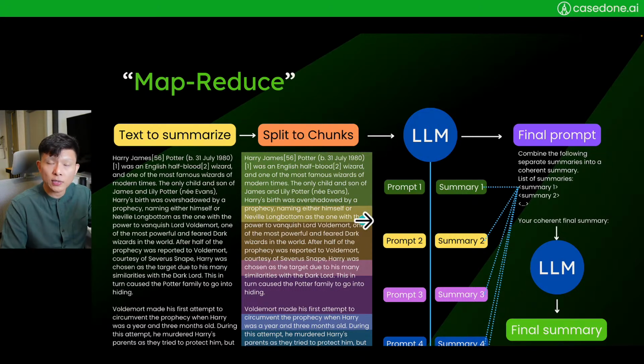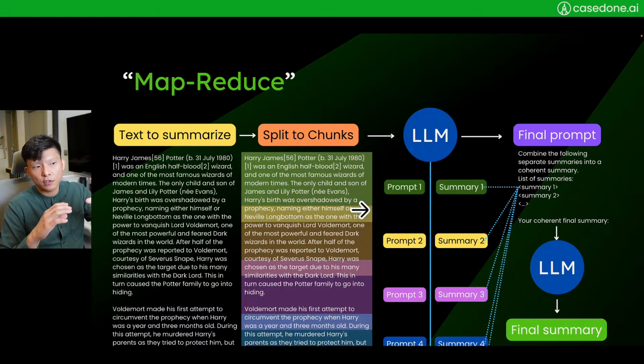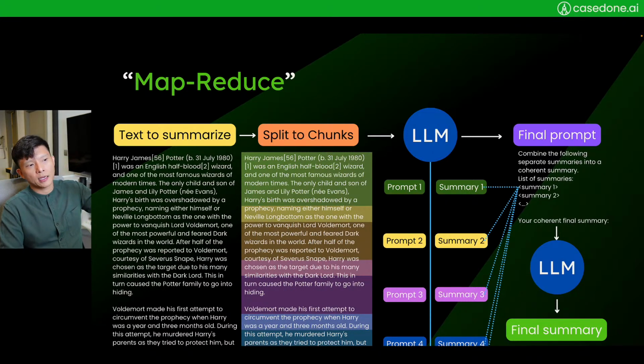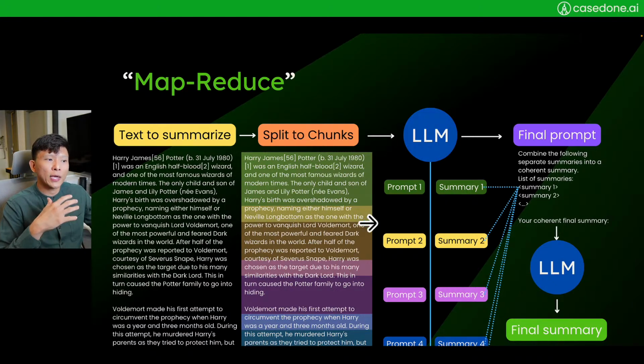You can see that it's possible to have an overlap between adjacent chunks. This is to encourage the model to at least understand what is happening in the chunk before. So this is one of the parameters that you can adjust in your chunk splitting process. And then you can imagine that you have as many chunks as you need in order to cover the whole text.